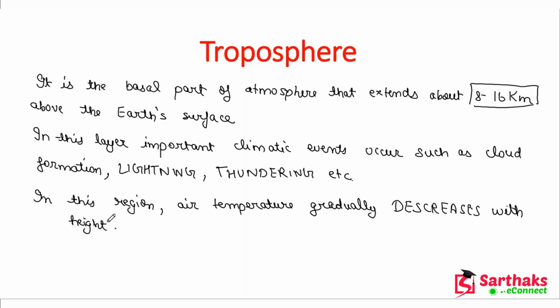And its upper limit is called tropopause. Upper limit means if the layer extends from 8 to 16, then 14 to 16 is the upper limit. So the upper limit is called tropopause.